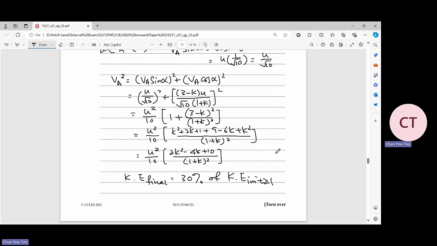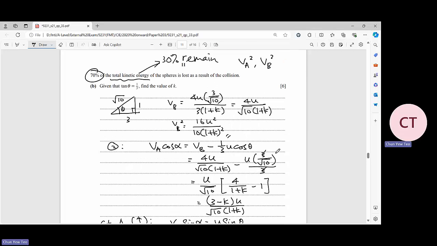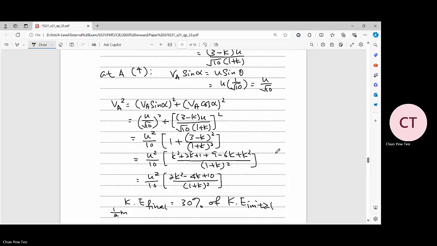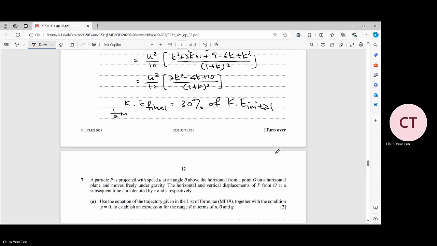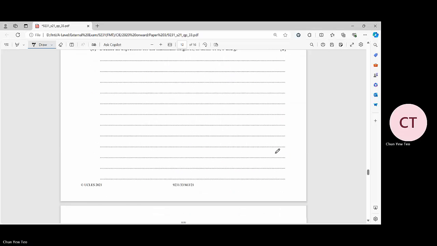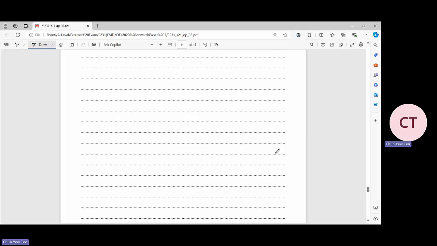Oh, not enough space, please. KE final will be half M. Oh, not enough space, please. Okay, if you don't mind, I will just borrow the space over here.